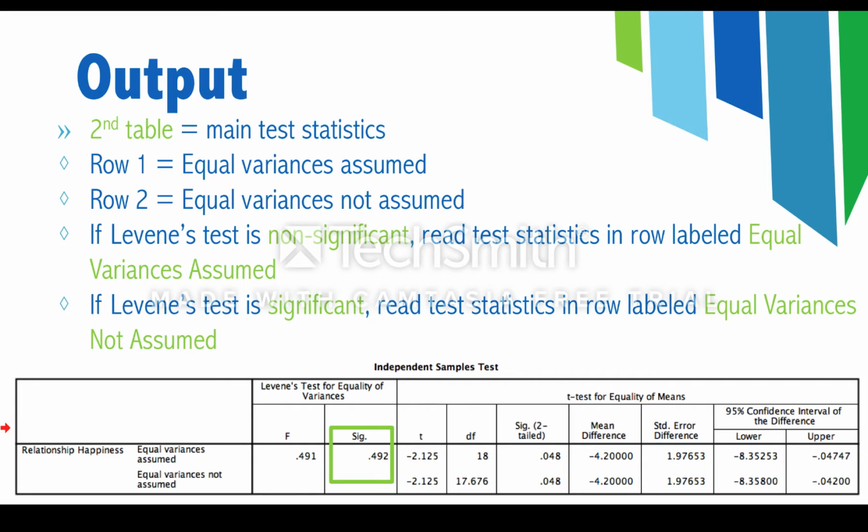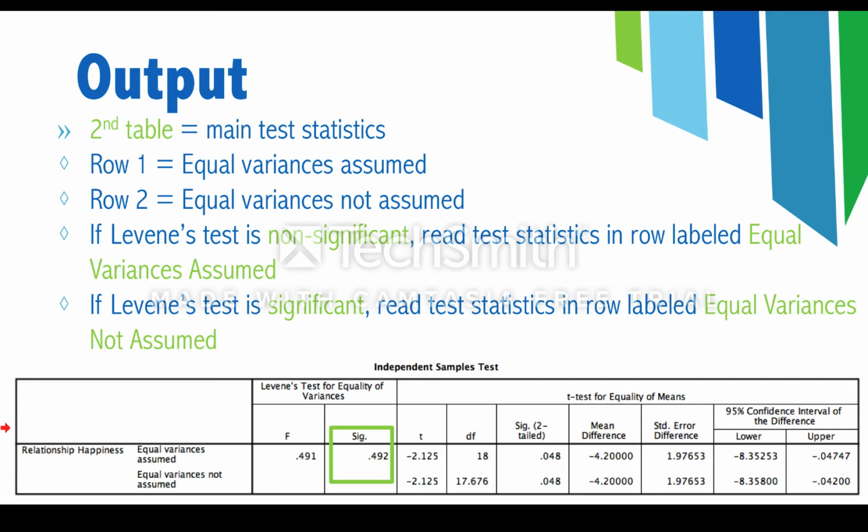However, if your test returns a p-value less than 0.05, the population variances are unequal, and you have violated the assumption of homogeneity of variance. So in this example, the population variances of the relationship happiness score for both groups are equal because p equals 0.492. Therefore, the assumption of homogeneity of variance is met.